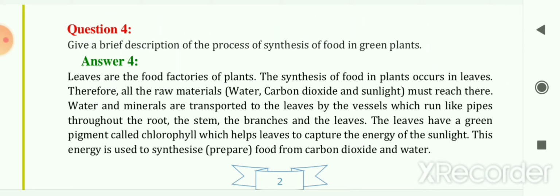Water and minerals are transported to the leaves by the vessels which run like pipes throughout the roots, stems, branches and the leaves. The leaves have a green pigment called chlorophyll which helps the leaves to capture the energy from the sunlight. This energy is used to synthesize or to prepare food from the carbon dioxide and water.